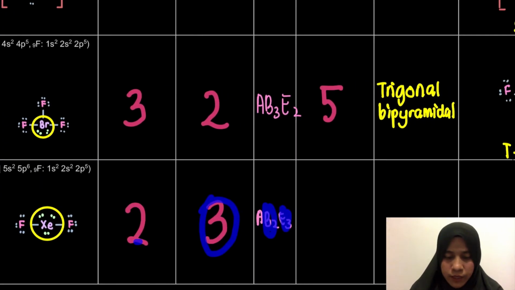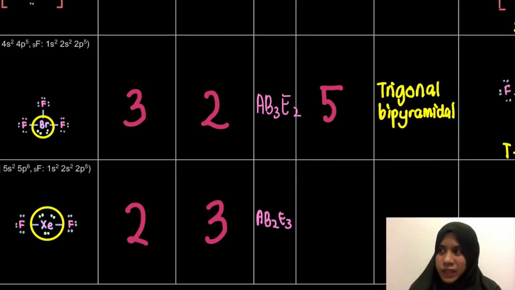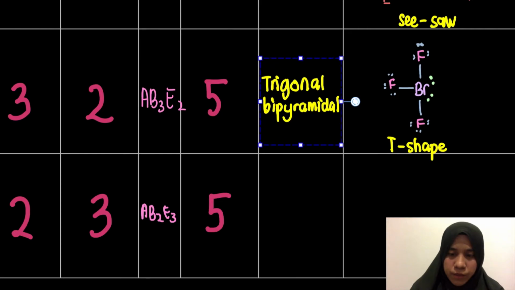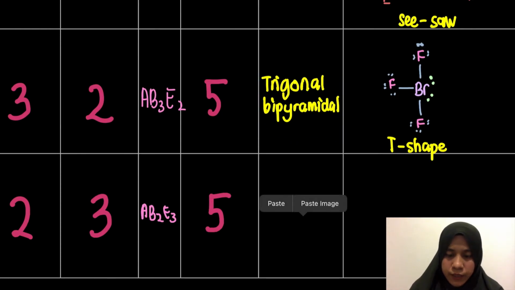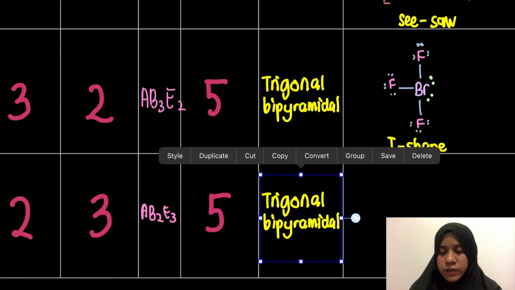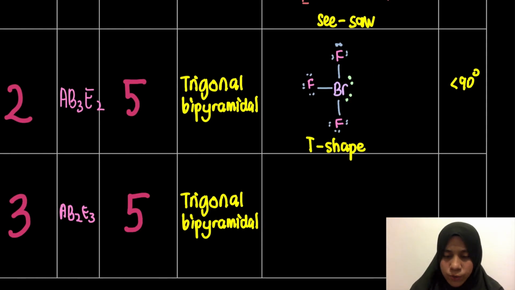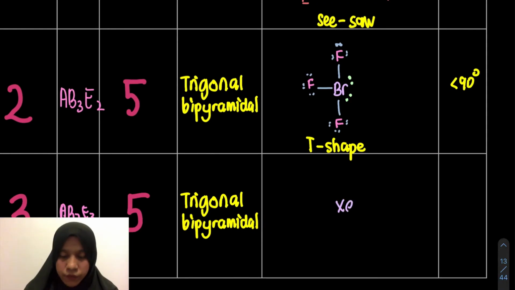Okay, how many total electron pair dia? 5. So, kalau 5, masih lagi trigonal bipyramidal. Okay, so macam mana nak draw dia? Senang. Kita buat xenon dulu tengah-tengah. Okay, ada 5 bond. Sepatutnya original dia adalah trigonal bipyramidal. So, 1, 2, 3, 4, 5.